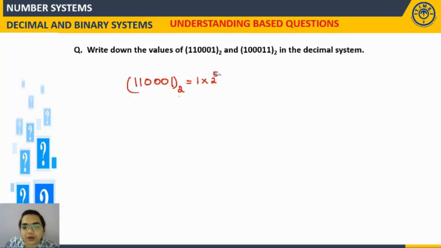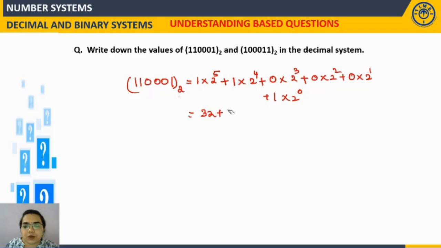So that is 1 into 2 power 5 plus 1 into 2 power 4 plus 0 into 2 cube plus 0 into 2 square plus 0 into 2 power 1 plus 1 into 2 to the power 0. Okay, right, 1 into 2 power 5 is 32 plus 1 into 2 power 4 is 16 plus 0 plus 0 plus 0 plus 1. 32 plus 16 is 48, 48 plus 1 is 49. So it is 49 to the base 10 in the decimal system.